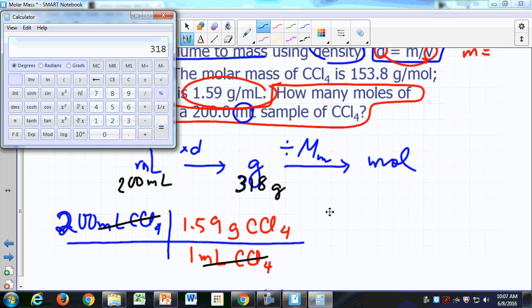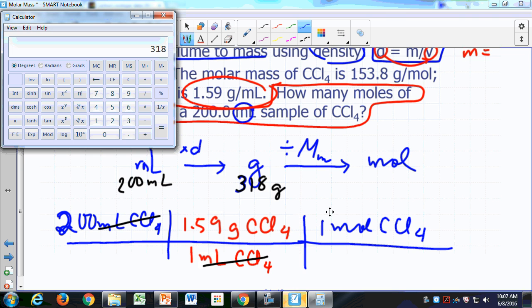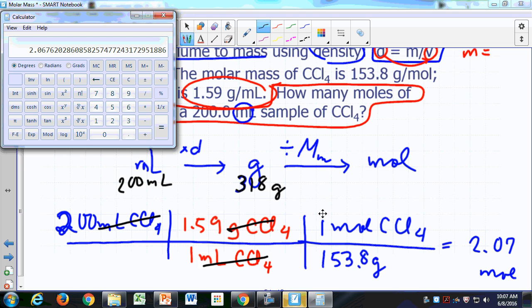And at this point, you already know how to work the rest of this problem out. How do you change grams to moles? You need molar mass, right? So you can just say times 1 mole of carbon tetrachloride divided by the molar mass. The mass of 1 mole is 153.8 grams. So you divide by the molar mass to get moles. 318 divided by 153.8 gives 2.07 moles. Grams cancel out, and I have my answer in moles. Now significant digits: 200.0 has 4, but my density only has 3, so that's 318. And so my final answer should have only 3 significant digits, 2.07 moles.